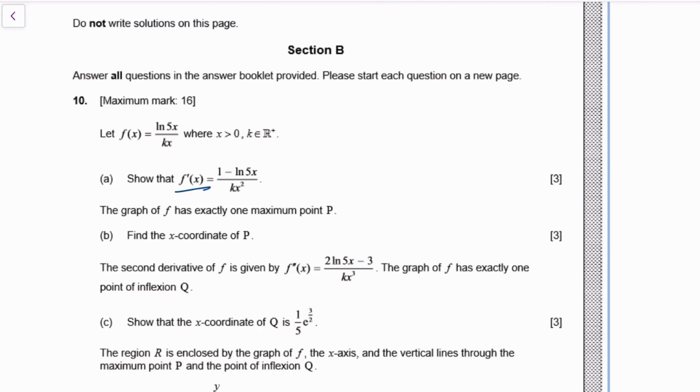That should be easy. Quotient rule. You should be able to do quotient rule relatively easily. So differentiate u, du/dx, that's 1 over 5x times 5, chain rule, minus differentiate v, kx is k. Copy u, divided by v squared.